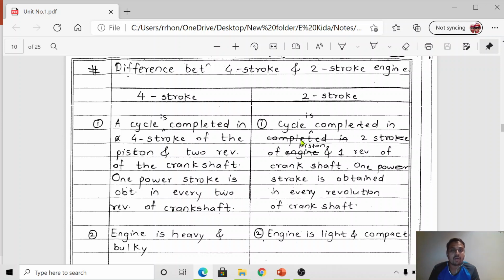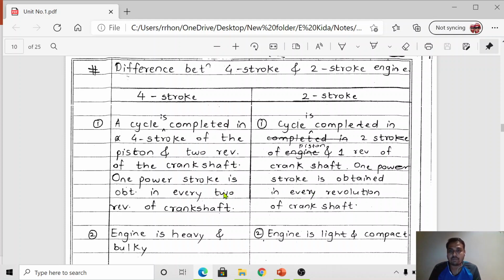Similarly, when we talk about the 2-stroke engine, the cycle is completed in only 2 strokes of the piston and only 1 revolution of the crankshaft. 1 power stroke is obtained in every revolution of the crankshaft. This is the basic difference between the 4-stroke and 2-stroke engine. The 2 strokes are completed within only 1 revolution of the crankshaft, meaning 360-degree rotation of the crankshaft, and the power stroke will be obtained in each revolution of the crankshaft. That is the basic difference.